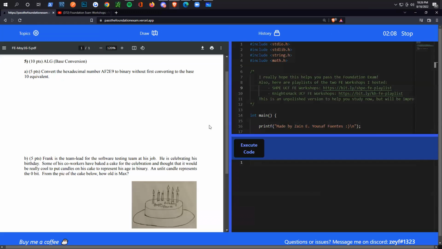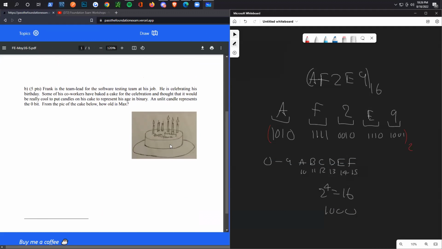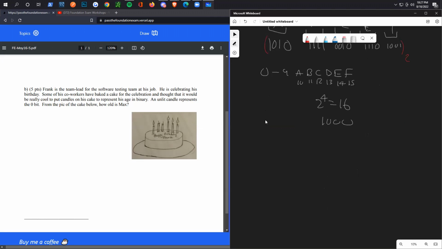Now let's do the second one. Let me see how much time we have. 2 minutes. We could probably get the second one done. So I don't know where they got this picture from, but Frank is a team lead software testing at his company. He's celebrating his birthday. Some of his coworkers baked the cake and thought it would be really cool to put candles representing his age in binary. The unlit candle represents 0-bit. From the picture, how old is he?